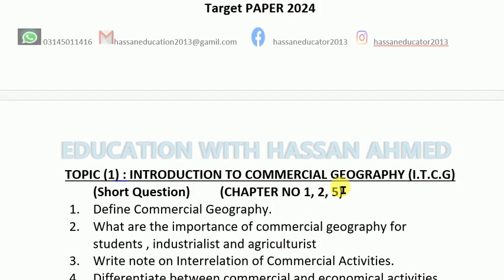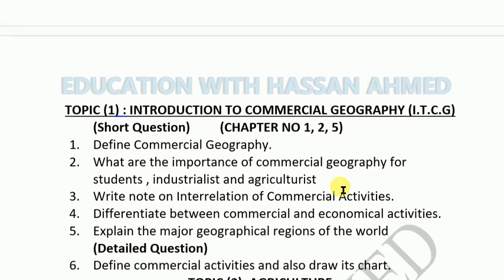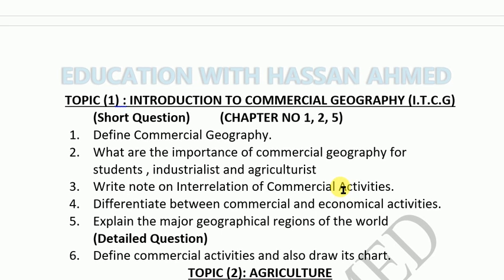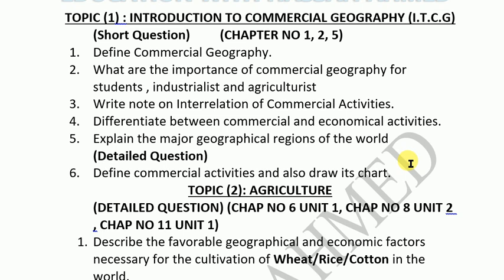Okay, the first topic we have is introduction to commercial geography. The short question answers will be: define commercial geography. What is the importance of commercial geography for students, industrialists, and agriculturists? And write a note on the interrelation of commercial activities. Differentiate between commercial and economic activities. Explain the major geographical regions of the world. It will be a detailed question.